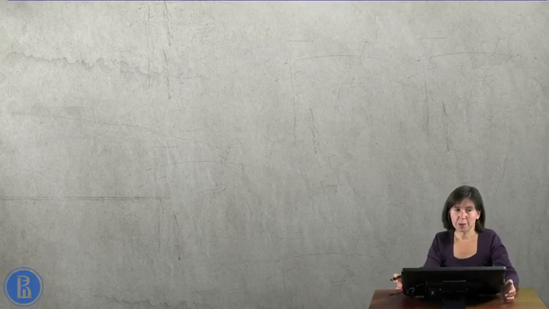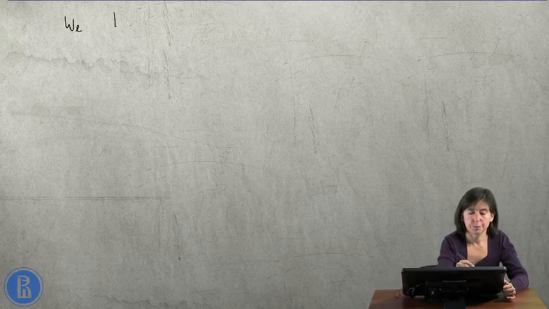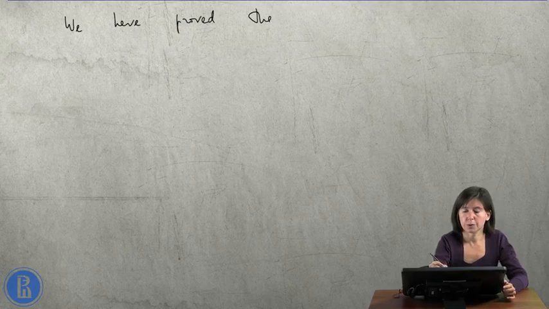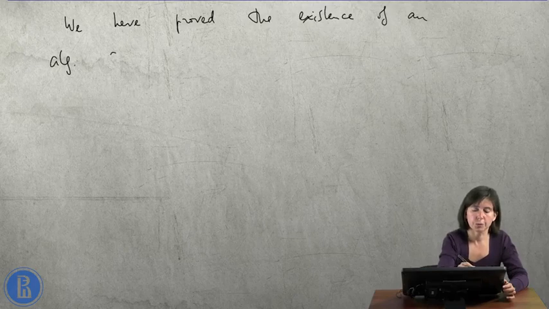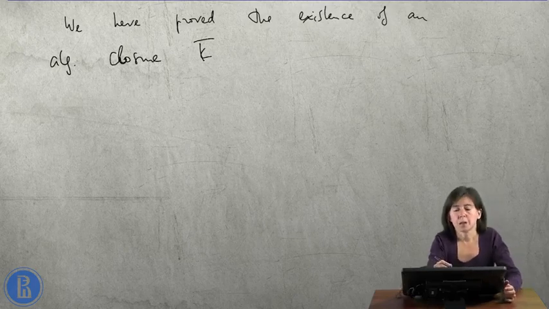To sum up, we have just proved the existence of an algebraic closure K bar. So this K bar was the union of Ki.